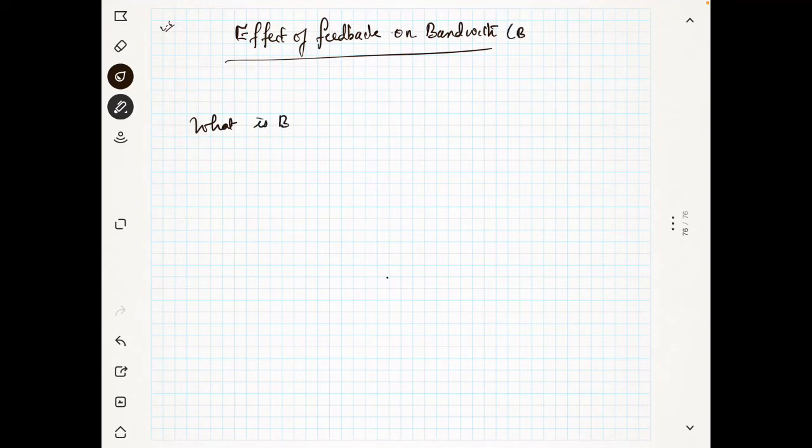So I can write my bandwidth as BW. Okay, so I will be using this notation. BW is the bandwidth. So what is bandwidth?